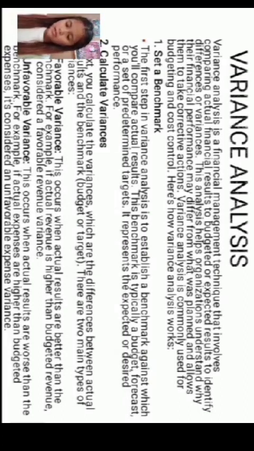Variance analysis is a financial management technique that involves comparing actual financial results to budgeted or expected results to identify differences or variances. This analysis helps organizations understand why their financial performance may differ from what was planned and allows them to take corrective actions. So variance analysis is commonly used for budgeting and cost control.